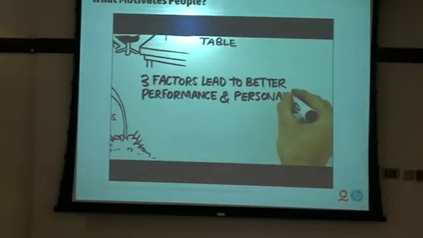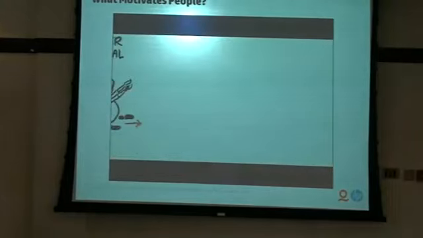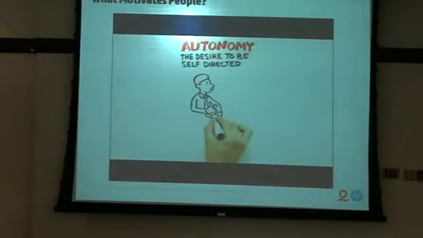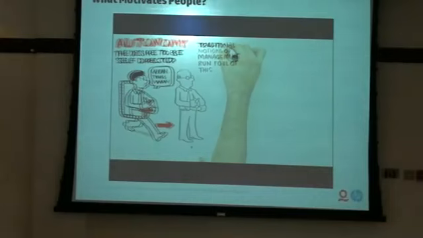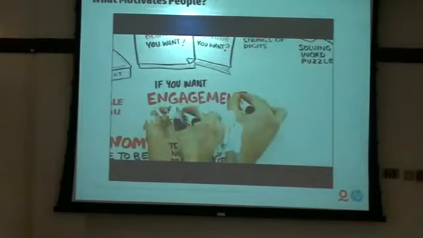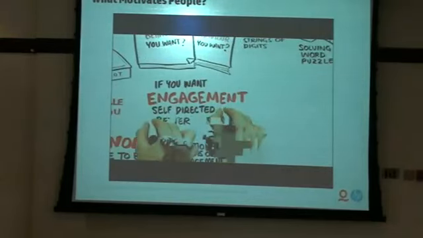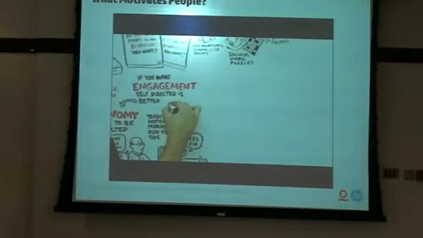Autonomy, mastery, and purpose. Autonomy is our desire to be self-directed, to direct our own lives. Now, in many ways, traditional notions of management run afoul of that. Management is great if you want compliance, but if you want engagement, which is what we want in the workforce today as people are doing more complicated, sophisticated things, self-direction is better. Let me give you some examples of this. Almost radical forms of self-direction in the workplace.